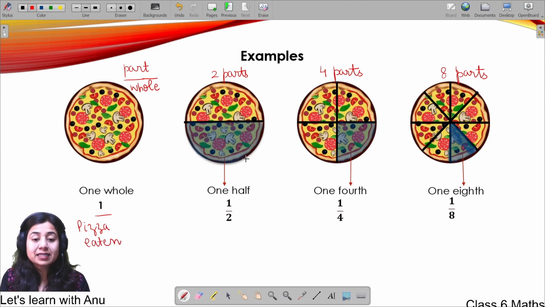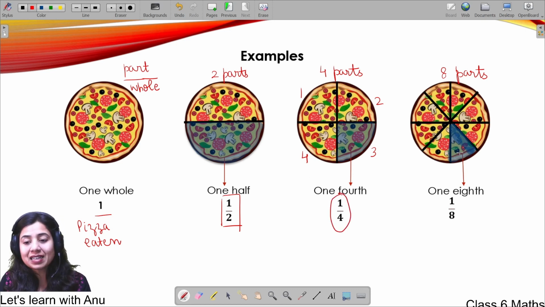So let's see how to represent them. In the first case, I have eaten 1 slice, but the total number of slices is 2. So the fraction is 1 by 2. In the second case, we have divided the whole pizza into 4 equal parts. I have eaten 1 part. So the fraction of pizza that I have eaten is 1 by 4. Right? And in the last scenario, again we have divided the whole pizza into 8 parts. So in the denominator we have 8, but as I've already said, the part that I have eaten is only 1, so in the numerator we have 1. So the fraction eaten is 1 by 8.